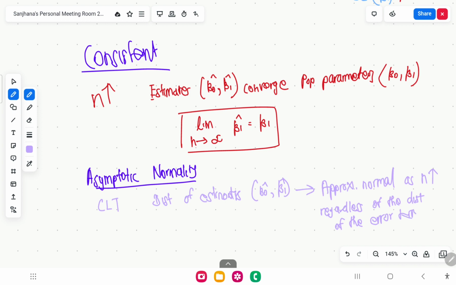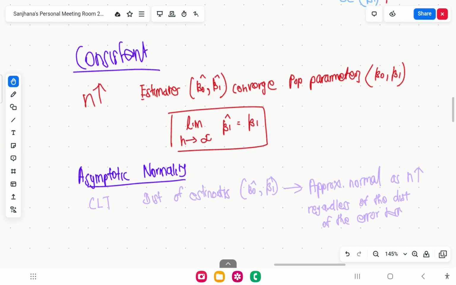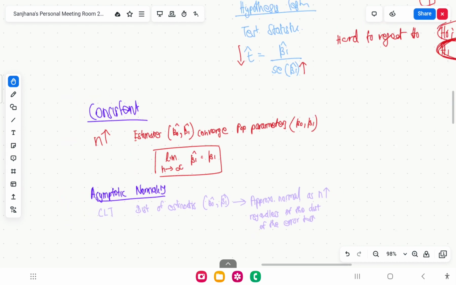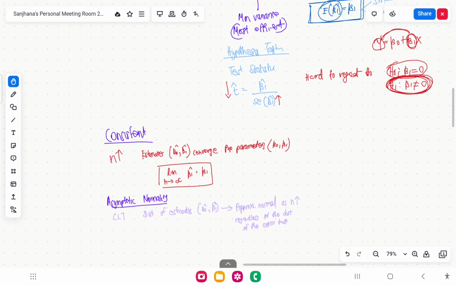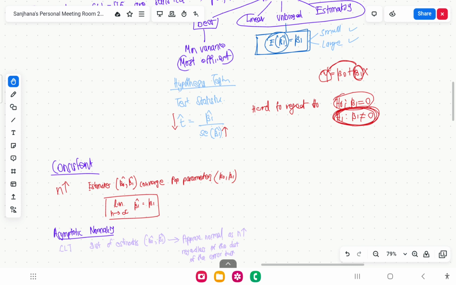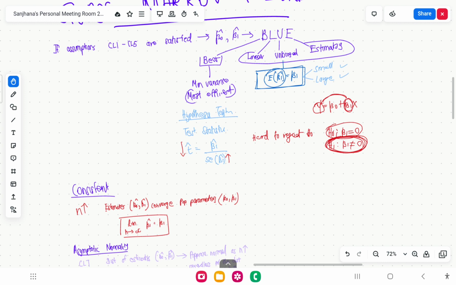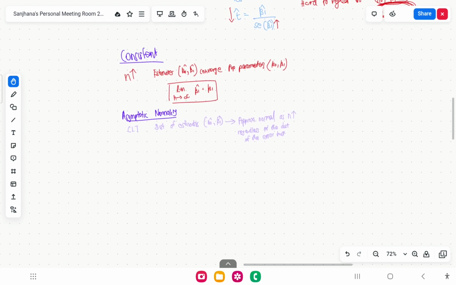Alright guys, going forward we'll be learning how beta 1 is unbiased, how it's linear, how it's considered to be best and all. We don't consider beta naught that much. Actually, when we say estimators, both beta naught and beta 1 are included, but we don't talk much about beta naught, we only focus on beta 1. So starting off, we'll see how it's linear.